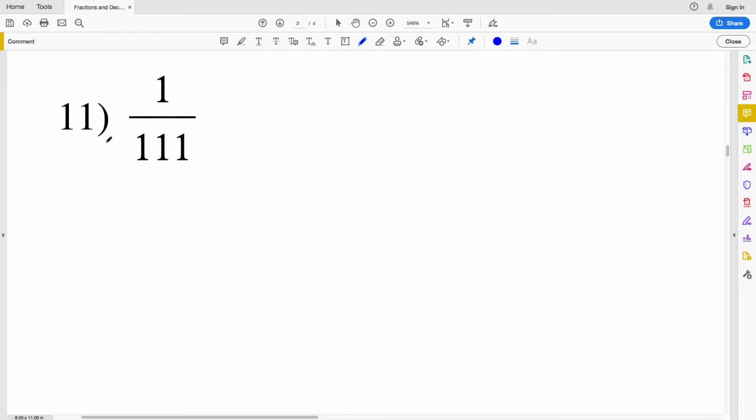Let's move on to number 11, and that'll be on the second page. In number 11, we have 1 over 111. 1 divided by 111. So let's do that. I know that 111 goes into 1 0 times. So putting that placeholder 0, I know that 111 goes into 10 0 times. I know that it goes into 100 0 times as well. So now we'll put another 0 and see how many times 111 goes into 1,000. And that's going to be 9 times.